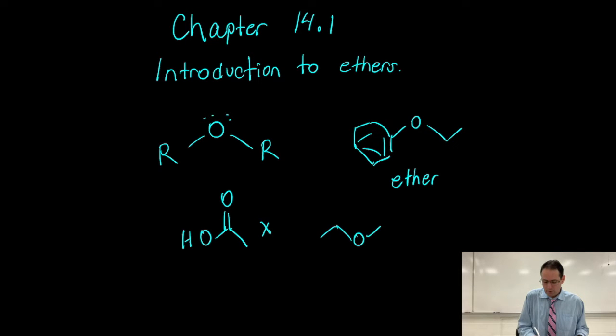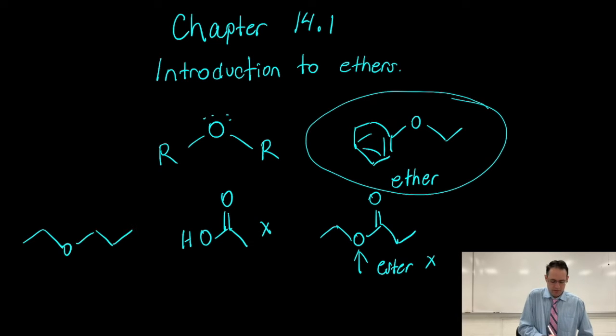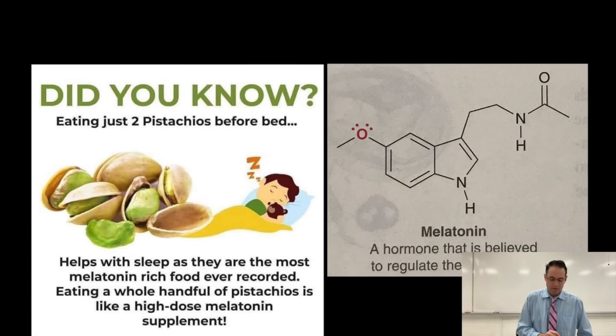And also, sometimes students confuse esters with ethers. They see this oxygen surrounded by two carbons, but the carbon on the right is actually a carbonyl. This is actually an ester. Okay, a similar spelling. We don't need to consider that. So we're going to be talking about ethers.